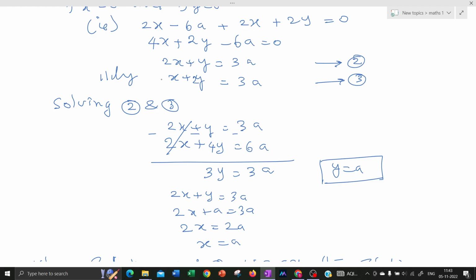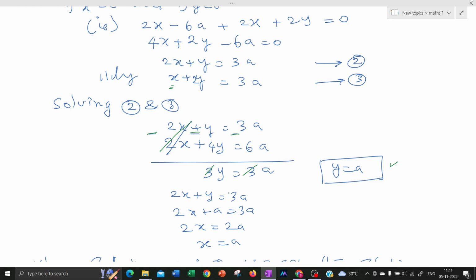We have to multiply by 2 in the third equation. Multiplying by 2, we get 2x plus 4y equals 6a. Then we have to subtract. Then 2x gets cancelled, and 3y equals 3a. Then 3 gets cancelled, y equals a.